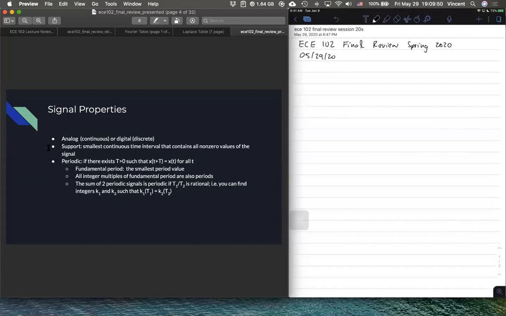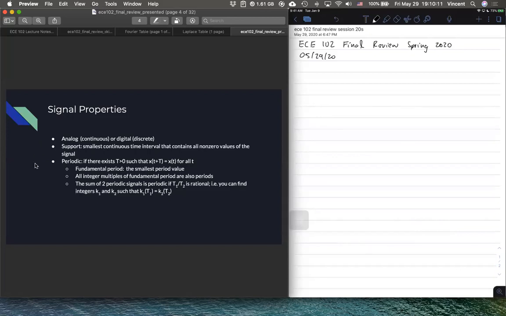And then the support is the smallest continuous time interval that contains all non-zero values of the signal. It basically measures how precise a certain signal is. That's important when you're converting analog to digital.